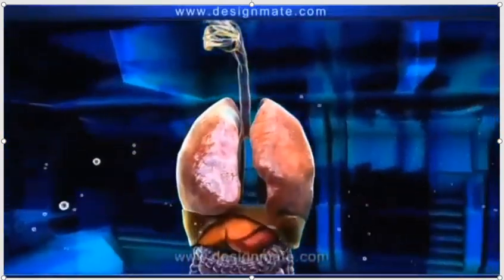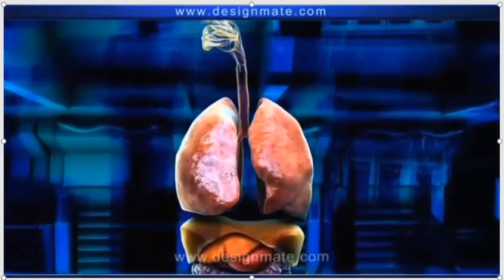So the process of breathing in oxygen is called inhalation.